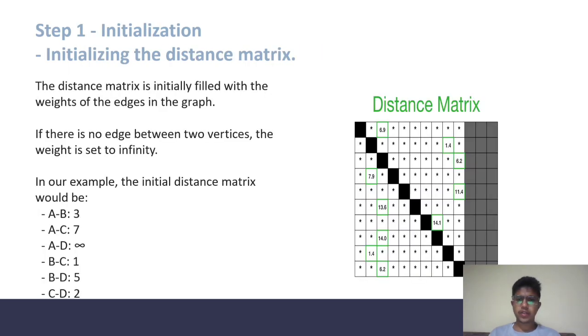The distance matrix is filled with the weights of the edges in the graph. If there is no edge between two vertices, the weight is set to infinity. In our example, the initial distance matrix will have A to B as 3, but A to D is infinity.